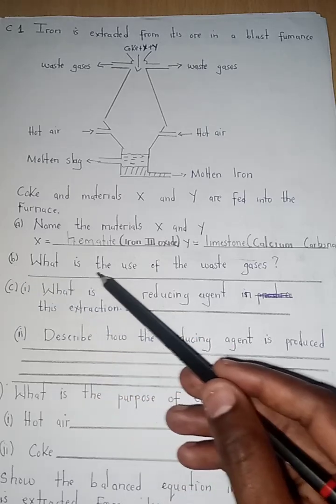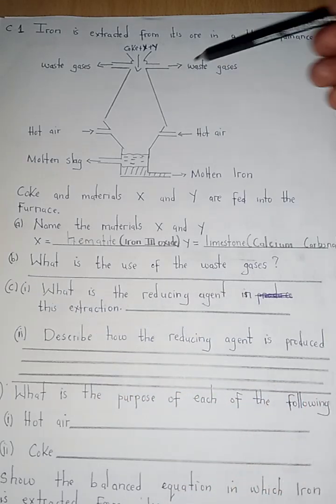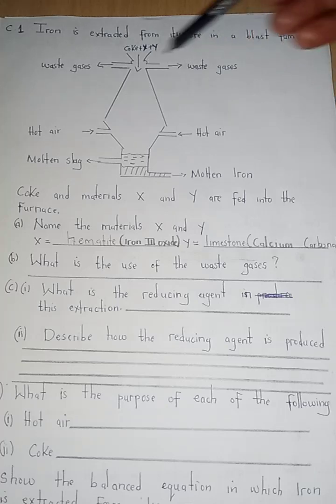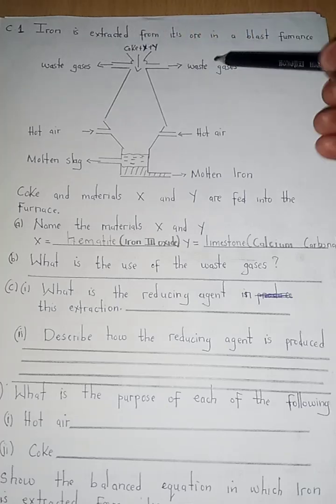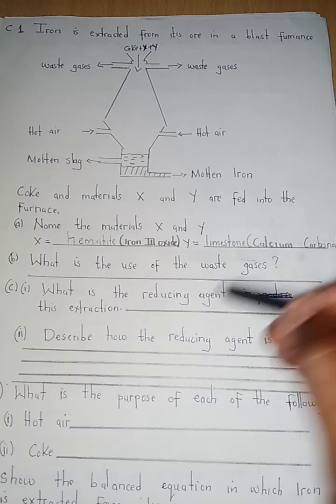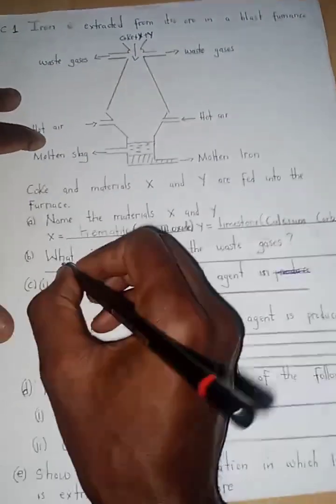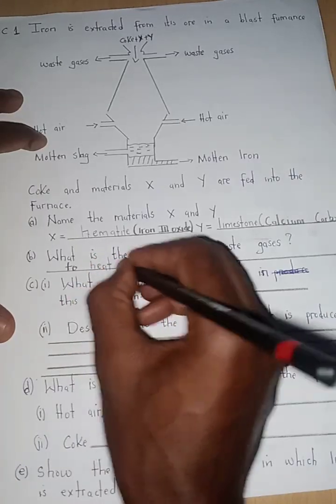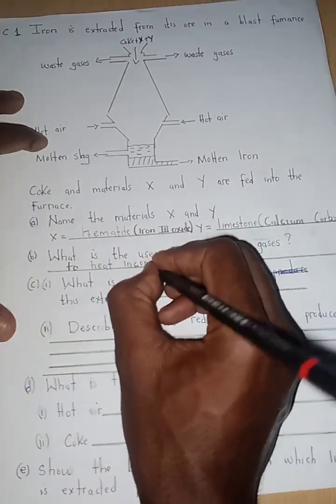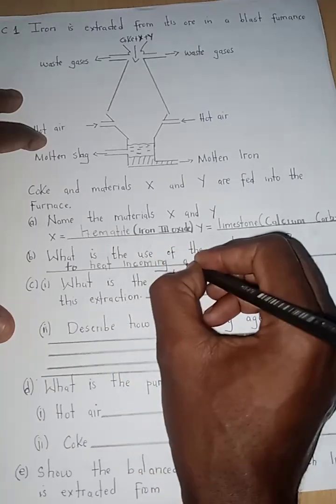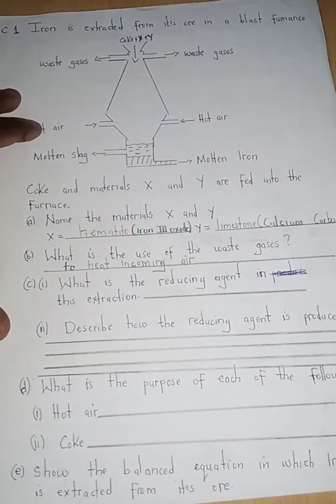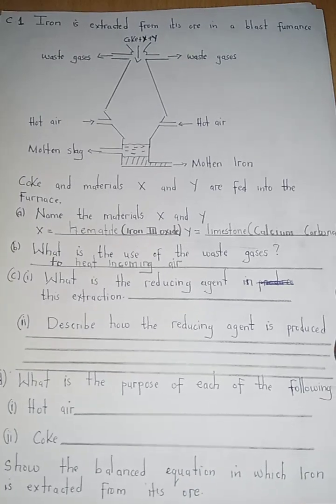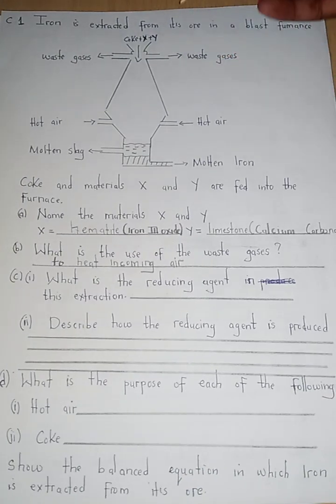B, what is the use of the waste gases? These are hot gases, the waste ones. So they are used to heat incoming air. In the blast furnace, only heated air is needed. So these help in doing so. They help also in heating the air coming in.